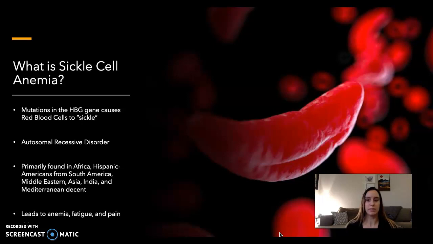painful abnormalities in patients. It's also an autosomal recessive disorder, so both parents either have to have the disorder or be carriers for it in order for it to be expressed in their offspring. It's primarily found in African Americans, Hispanic Americans from South America, and people of Middle Eastern, Asian, Indian, and Mediterranean descent. Many symptoms of sickle cell anemia include anemia, fatigue, and pain.